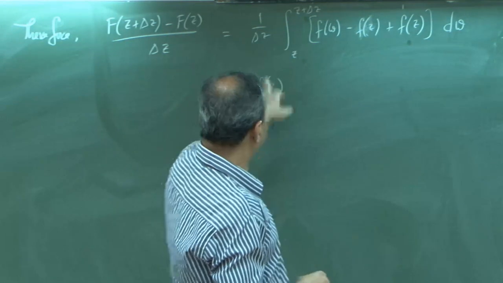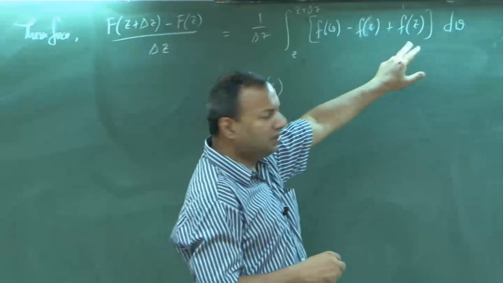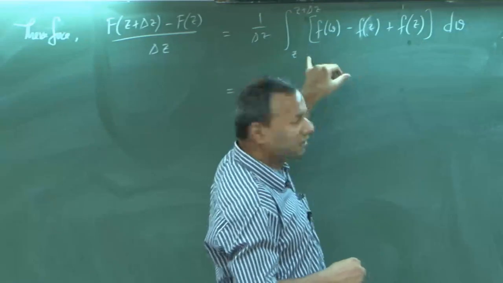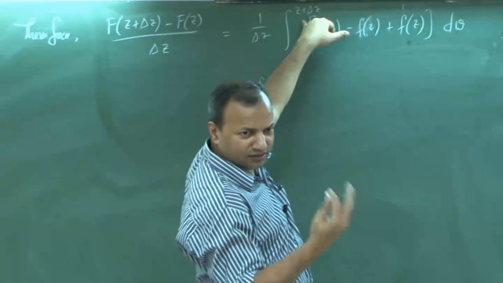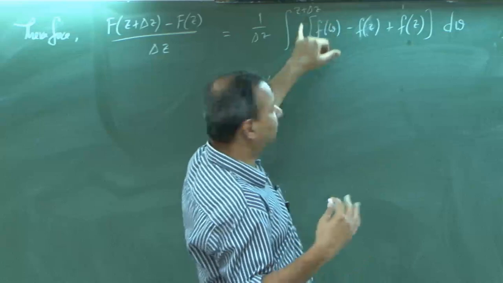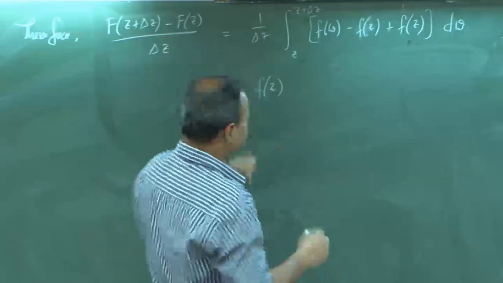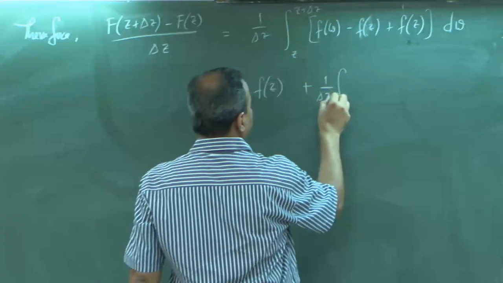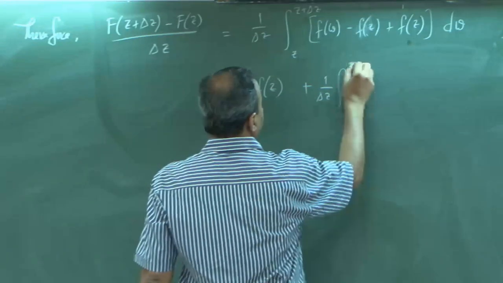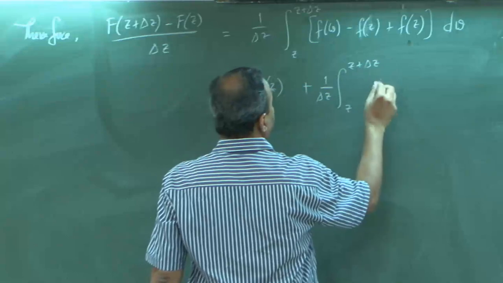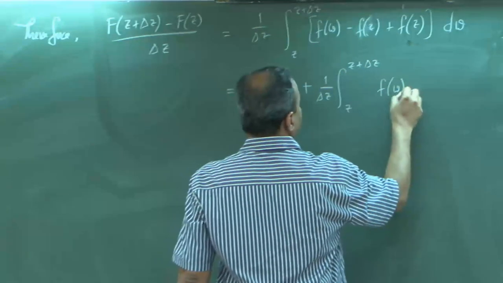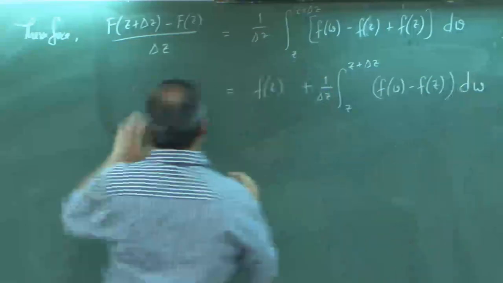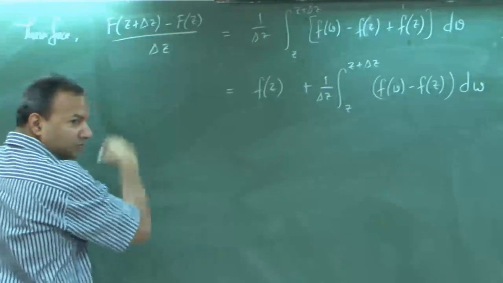I will take that later. So, I am just writing it in this fashion, and then I just integrate this part. If you just look at this part, f z dw integrated from z to z plus delta z, that will give you f z delta z, and that divided by delta z gives you f z. And then you get plus, then use continuity, right. Then take this on the left hand side and take the absolute value.